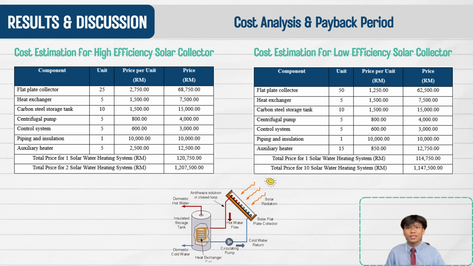Meanwhile, for the low efficiency solar collectors, it amounts to 1,147,000 ringgit Malaysia. The difference is because in high efficiency solar collectors, only 25 flat plate collectors are utilized. Meanwhile, in low efficiency solar collectors, twice as much amount of flat plate collectors is utilized due to its low efficiency.